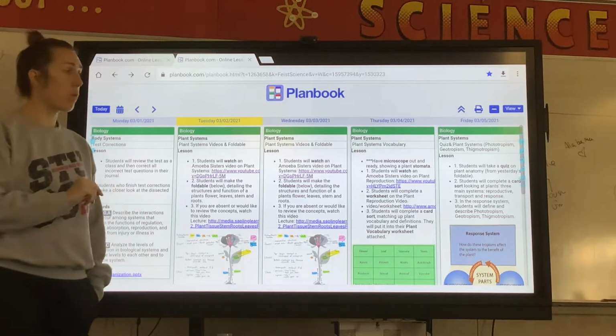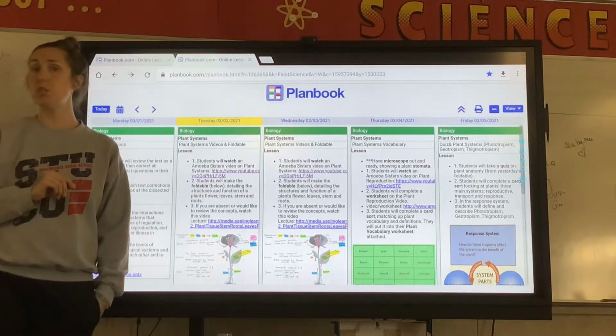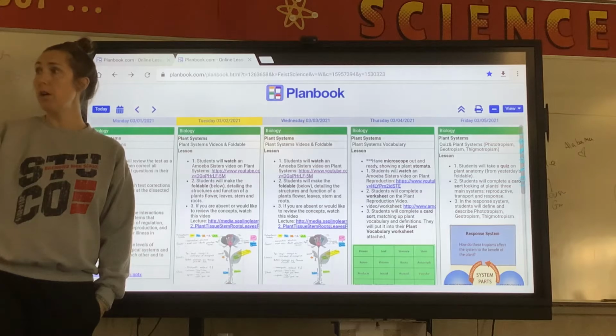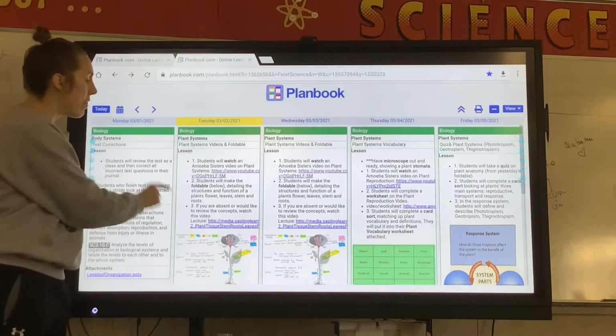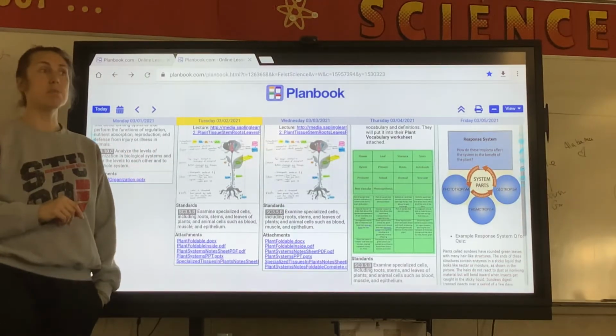We are going to go over a PowerPoint. I actually have the PowerPoint printed out for you so we can just put it in our journal under Plant System Notes PowerPoint. And then we're going to be doing this foldable. Okay, this foldable goes over all the systems of the plant.